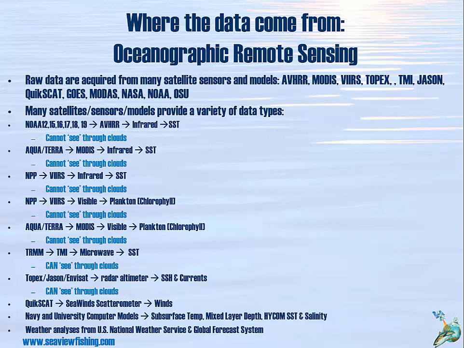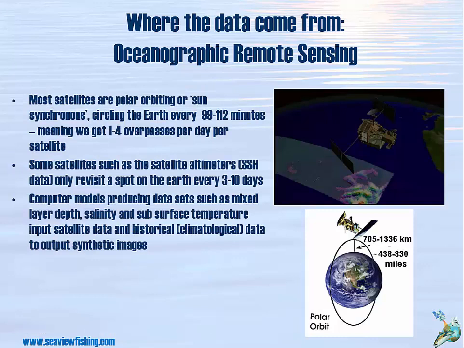Here is a list of just a few of the sensors and data sources used to create the different SeaView data products. Most satellites are polar orbiting or sun-synchronous, circling the Earth every 99 to 112 minutes, meaning we get 1 to 4 overpasses per day per satellite. Some satellites, such as the satellite altimeter's SSH data, only revisit a spot on the Earth every 3 to 10 days. Computer models producing data sets such as mixed layer depth, salinity, and subsurface temperature input satellite data and historical climatological data to output synthetic images.